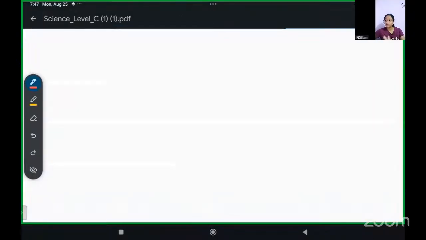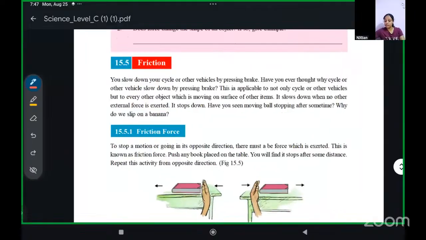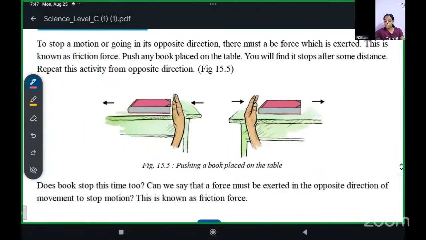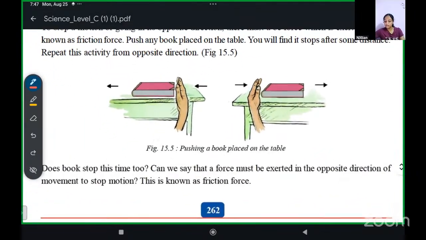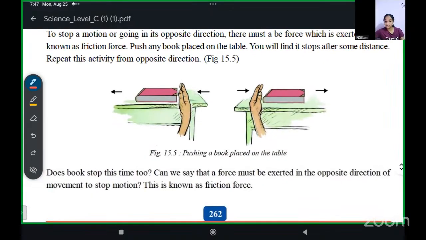Now, Ma'am, yes, Abraham. Is friction force only caused when it's done on land? Because if I throw the book in the air, I will have other forces that are slowing it down. Right, ma'am? Yes, Abraham. Yes, that is right. Okay.